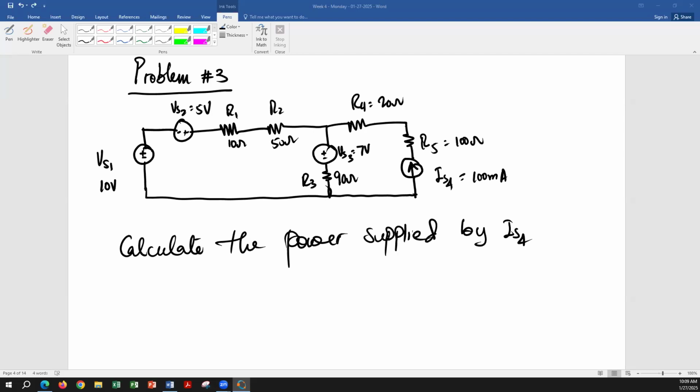We are looking for the voltage across IS4. Very good. So that's our goal, so that we can calculate the power supplied by IS4. This is what we are looking for, VS4. Okay. What is the easiest method you think to find that VS4? Say it again. Okay. How are you going to apply Ohm's law to find that?